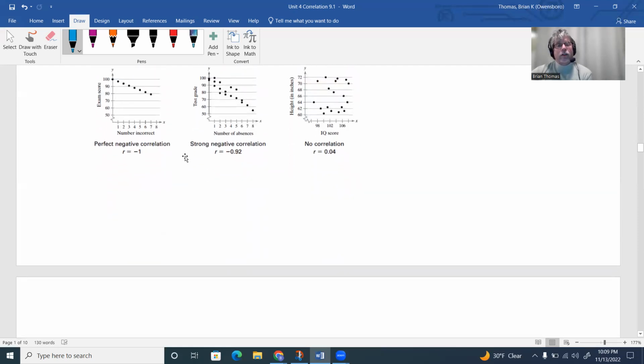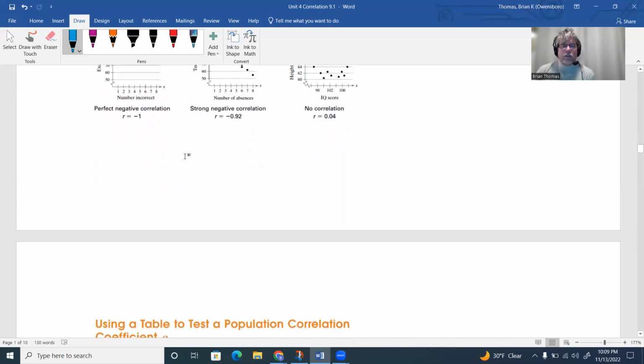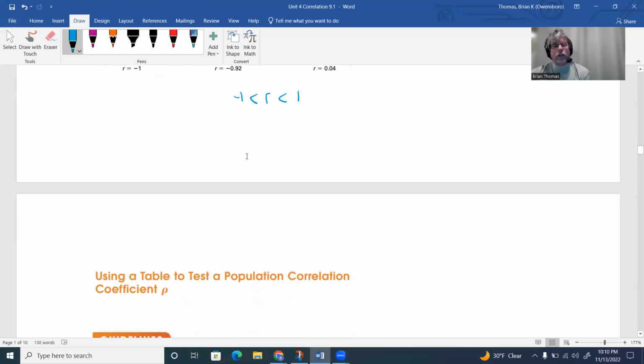So we have these R values that we're looking at. R is going to be greater than -1 but less than +1. The closer we are to 1, the stronger the relationship is in a positive linear direction. The closer we are to -1, it's going to be a strong negative linear correlation.